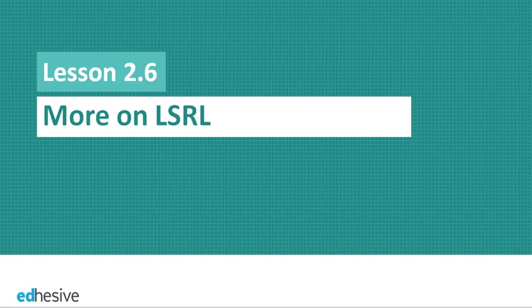Hello and welcome to lesson 2.6, more on least squares regression lines. LSRL stands for least squares regression line, and we learned an awful lot about it in the last video, but there's still an awful lot left to learn here, which is actually pretty cool because least squares regression lines are really powerful. And if we're going to use them to make predictions, we better make sure that we're using the right, appropriate equation and that we can rely on those predictions. So that's what this video is all about.